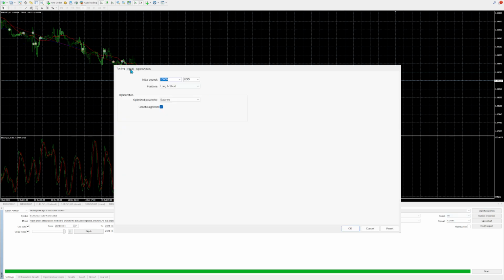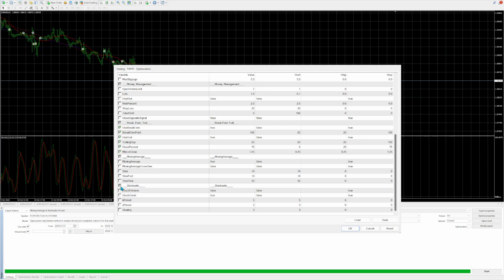A lot of developers will just do every single possible combination of settings. Let's just do moving average. We'll optimize all the moving averages. We'll do 7, then we'll optimize all the stochastic settings.